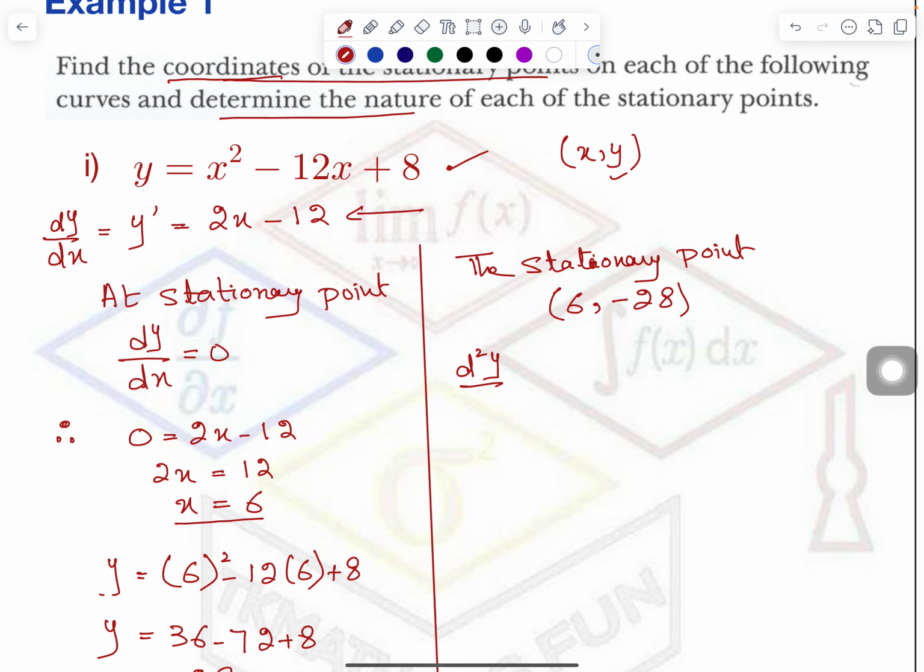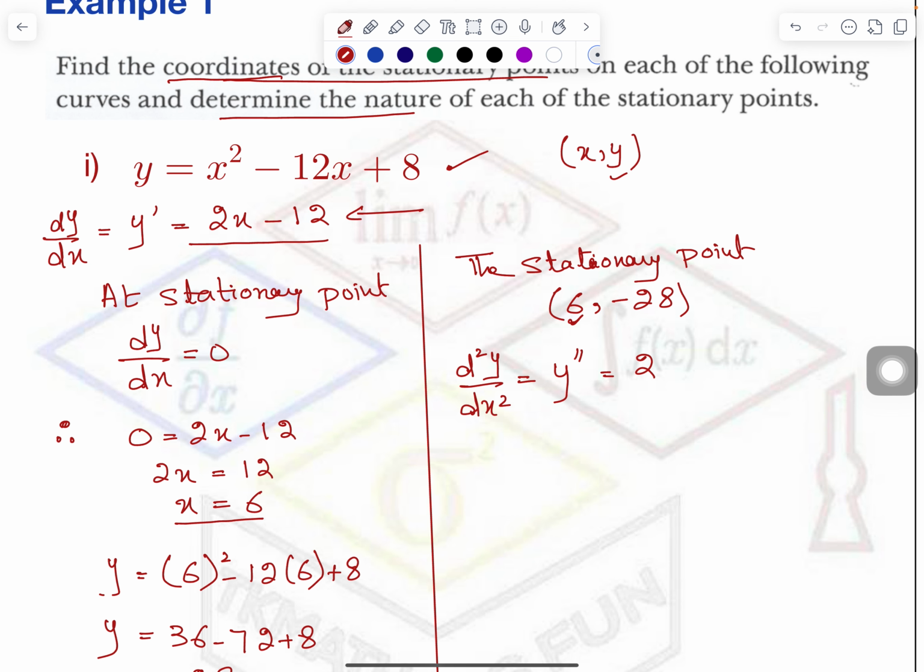Now the symbol is either this one or this one. What will you do now? You will differentiate this again. 2. Now in this derivative you don't have x. If you had x here, then you will substitute this value, the x coordinate of the stationary point.